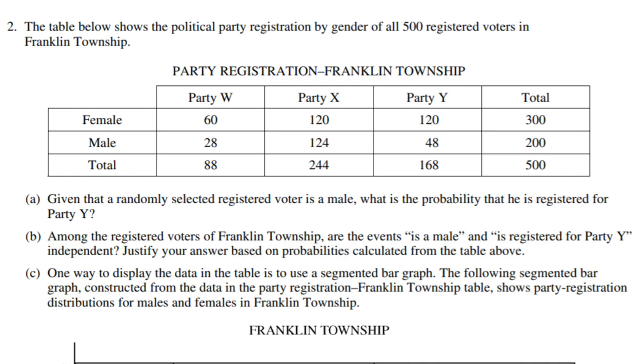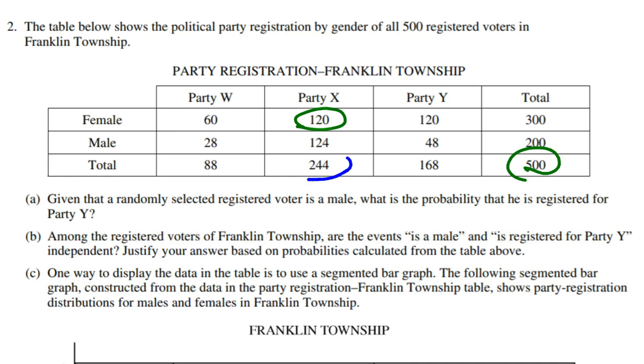Problem 2, the table below gives the political party registration by gender of all 500 voters in this Franklin Township. So when I look at a problem like this, I always like to look at a number maybe and see if I can tell what that means. So this number I circled in green means that there are 120 females that consider themselves registered in Party X, of all 500 registered voters in the Franklin Township. That's what that means.